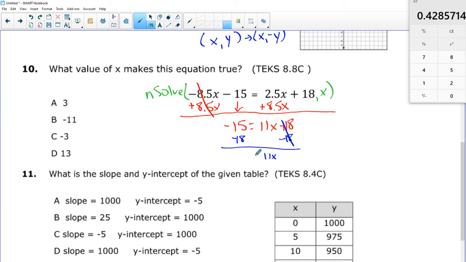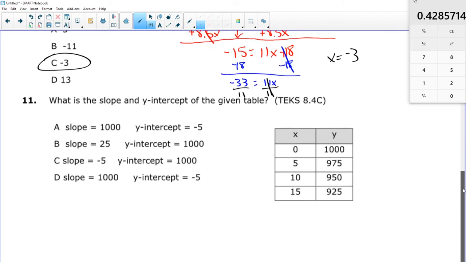I've got 11x over here. Negative 15 and negative 18, since they're both negative, it's going to stay negative. And then very last step, I want to get rid of this times 11, so I'm going to divide both by 11. This is going to cancel out. 33 divided by 11 is negative 3. Nothing to it. If you have nsolve, it makes it a little bit easier if you don't like doing algebra.